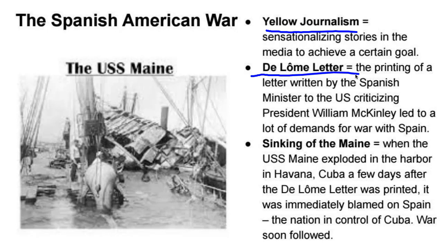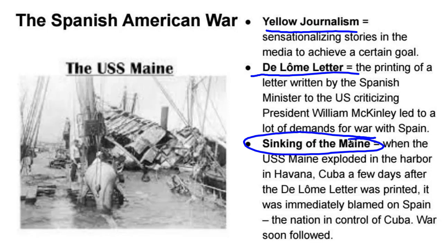But then the catalyst. So these are long-term things. Yellow journalism, Delome letter. These are build-up things. The catalyst is the sinking of the USS Maine in Havana, Cuba, a few days after the Delome letter was printed. So the bitter taste of things like the Delome letter are still in the taste buds of Americans, and there's all of a sudden immediate blame put on Spain, which was the nation in control of Cuba at the time, and war soon followed. That is when we officially entered the war with Spain.